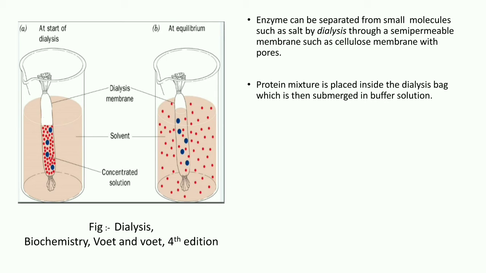As you can see in the diagram, there are two types of molecules with difference in molecular size. The red one being the smaller molecules which have a size smaller than the pore size of the cellulose membrane, whereas the blue colored molecules have a molecular size greater than that of the pore size of the cellulose membrane. So the proteins placed inside the dialysis bag is then submerged in a buffer solution.